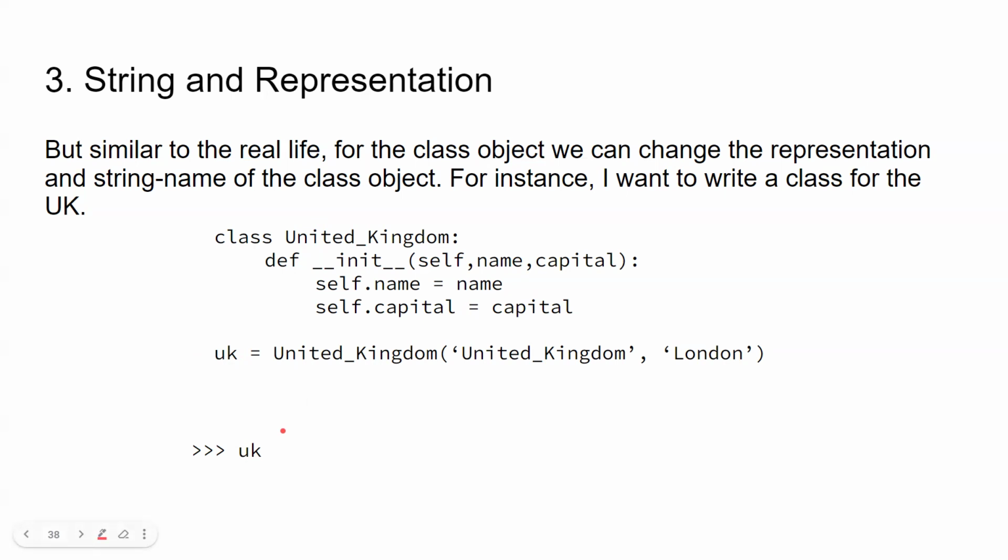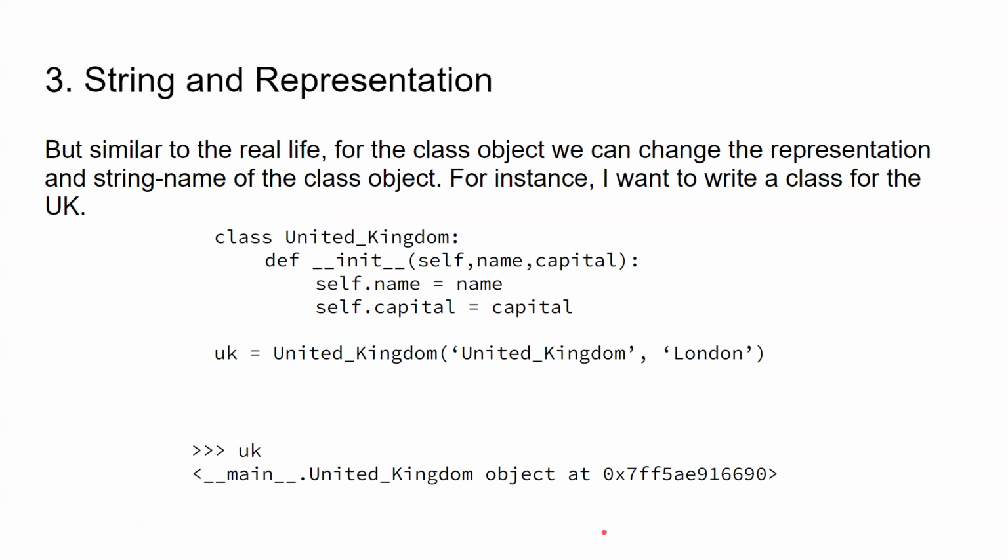I'm throwing that into the terminal with our printing function. It should display the original representation. So I type UK, and it returns this. It tells you where it's stored, and this is the address, I guess. And also the name, United Kingdom. This object is from the United Kingdom class, and this is an object. Yeah, this is the address.